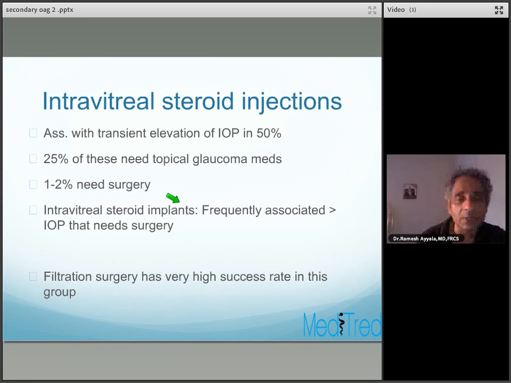Now, there are some long-acting steroid implants that people are inserting into the vitreous cavity, especially in patients with chronic unrelenting uveitis. These patients frequently have elevated intraocular pressures and sustained glaucoma, and may need surgical intervention to control the intraocular pressure. Almost 50% of the patients with the intravitreal steroid implants will need some kind of glaucoma surgery to control the resulting pressure. Remember, filtration surgery has a very high success rate in this group of patients following intravitreal steroid injections.